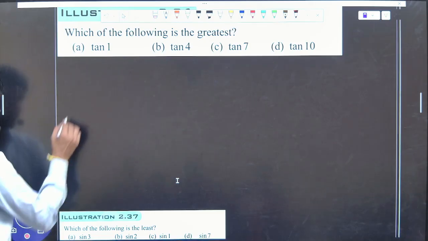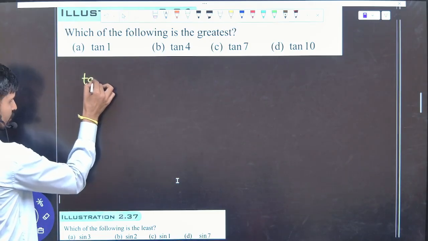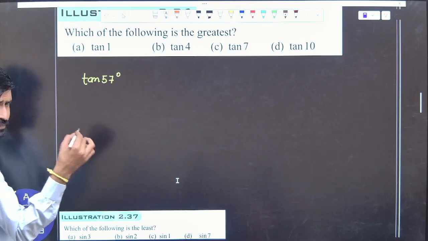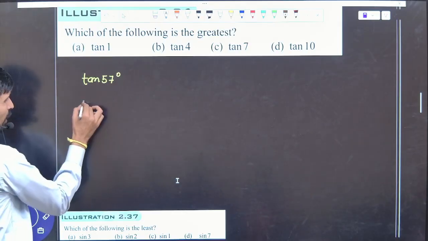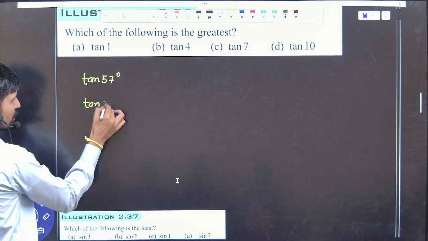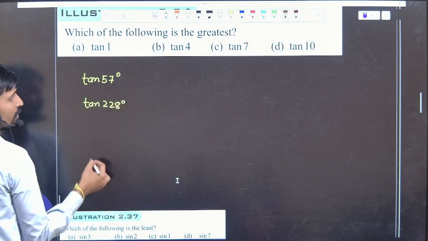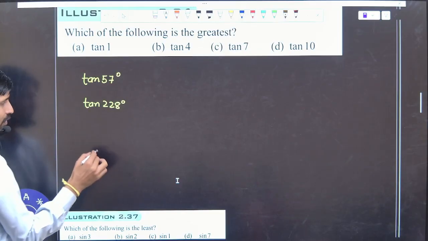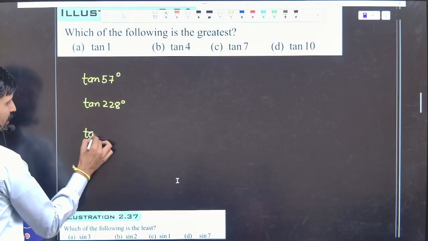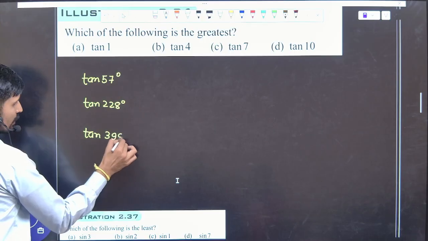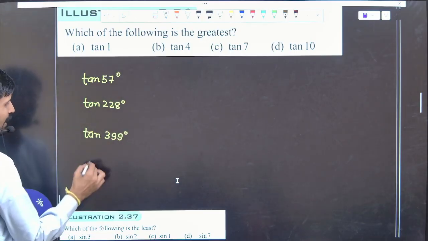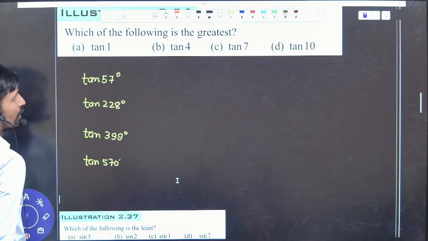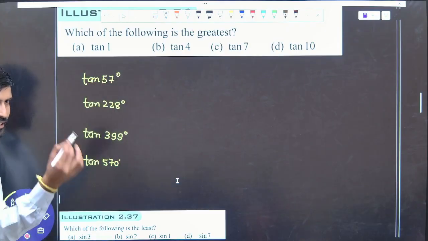Tan 1. What can we write for tan 1? Tan 57 degree. Tan 4, 228 degree. Tan 7, 399 degree. Tan 10. Now the question is, out of these, which is the greatest?